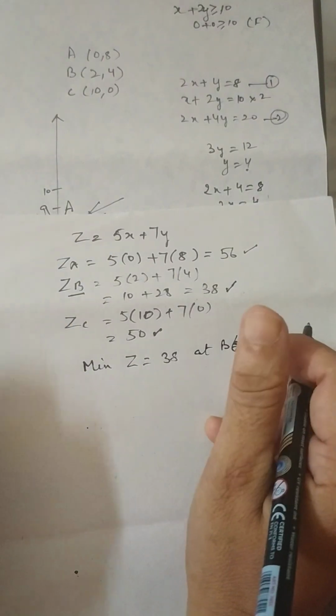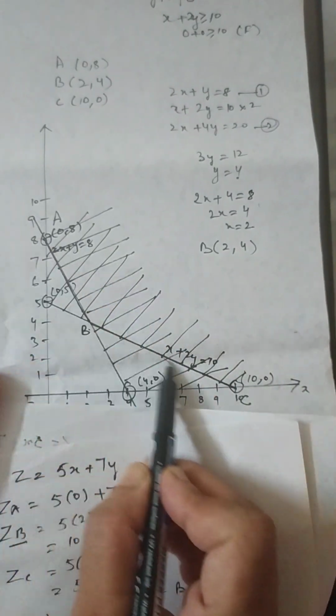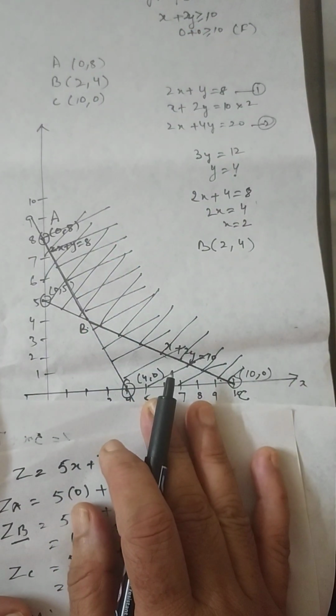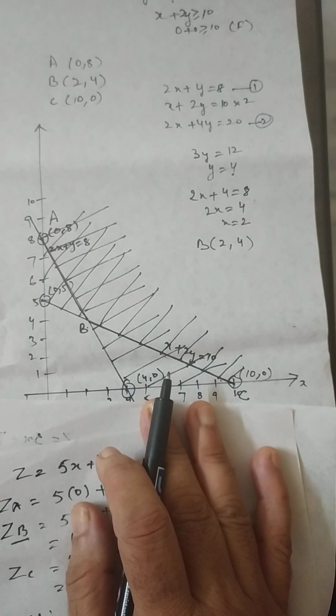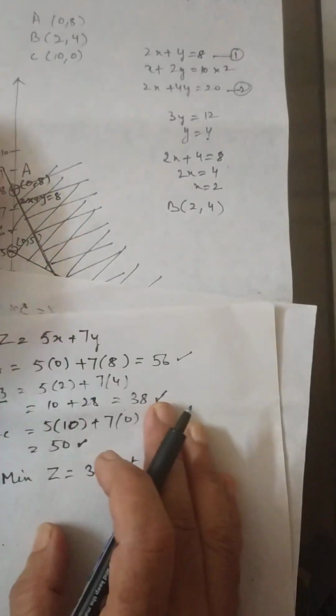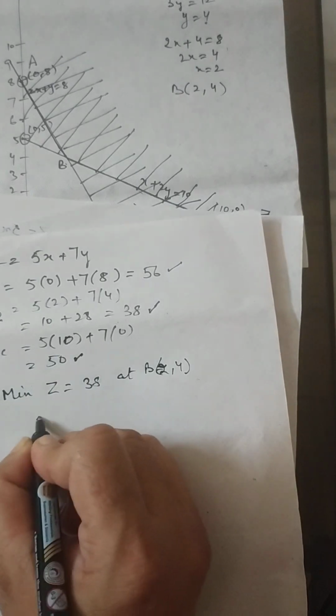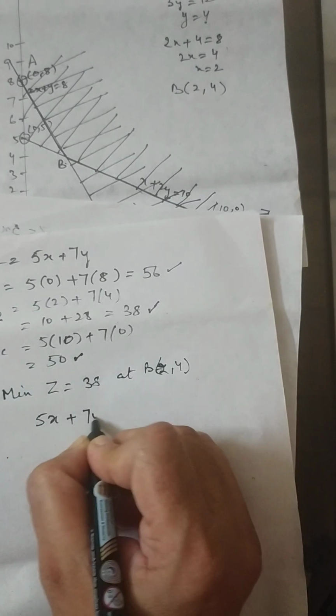Now, since our region is unbounded, it is open from this side, so this is unbounded. Whenever you have an unbounded region, you have to find out whether it's true that the value of Z is minimum at this point or not. For that, again we plot the graph, and we will plot this graph for this value of Z. That means we have to plot the graph for 5x plus 7y equal to 38.